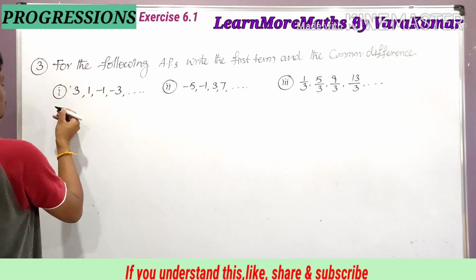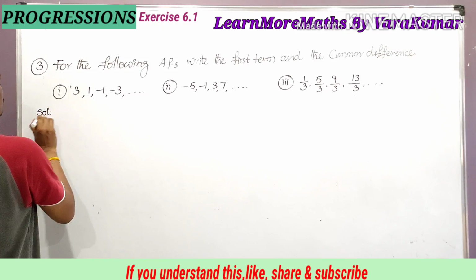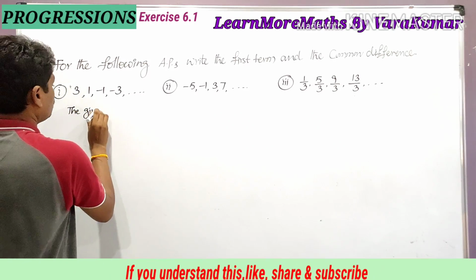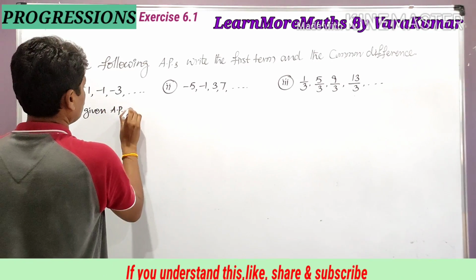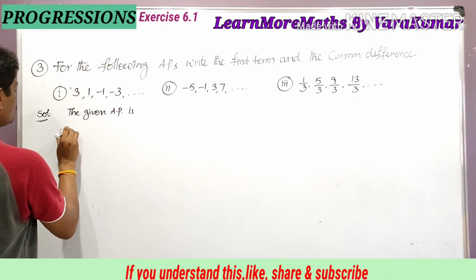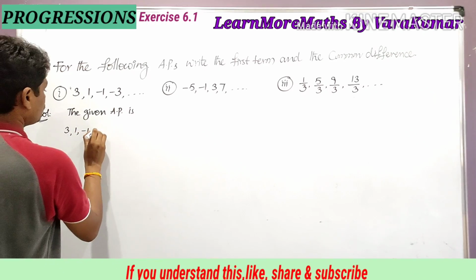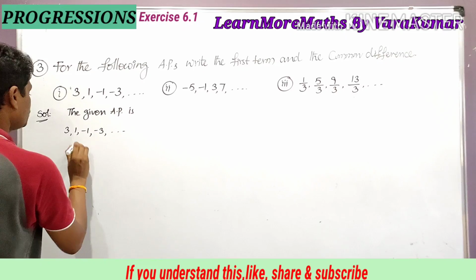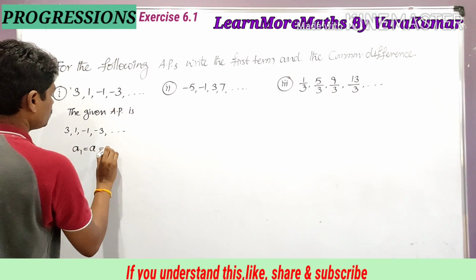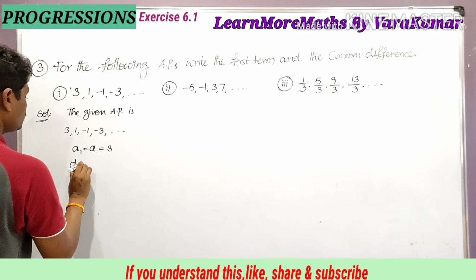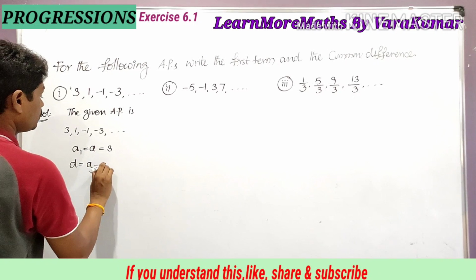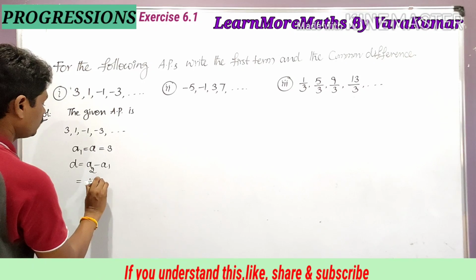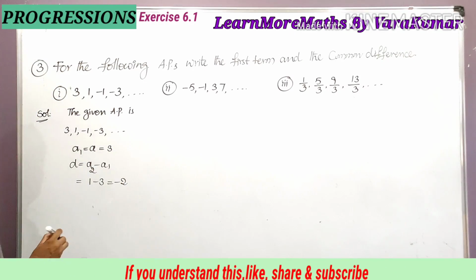So see, student, this is the given AP: 3, 1, minus 1, minus 3, and so on. So he is asking to write the first term. The first term is a1, which is a, that is 3, student, and the common difference is denoted by d, that is a2 minus a1. So a2 is 1 and a1 is 3. 1 minus 3 is minus 2.